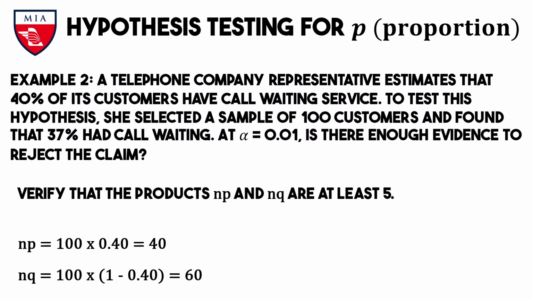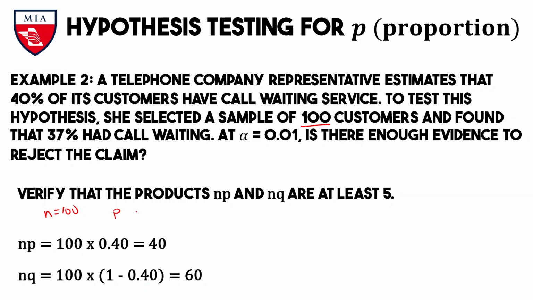Example number 2. A telephone company representative estimates that 40% of each customer has call waiting service. To test this hypothesis, she selected a sample of 100 customers and found that 37% had call waiting. At alpha equal to 0.01, is there enough evidence to reject the claim? Verify that the products np and nq are at least 5. So let's verify the value. Our n here is 100 because we have a sample size of 100 customers.